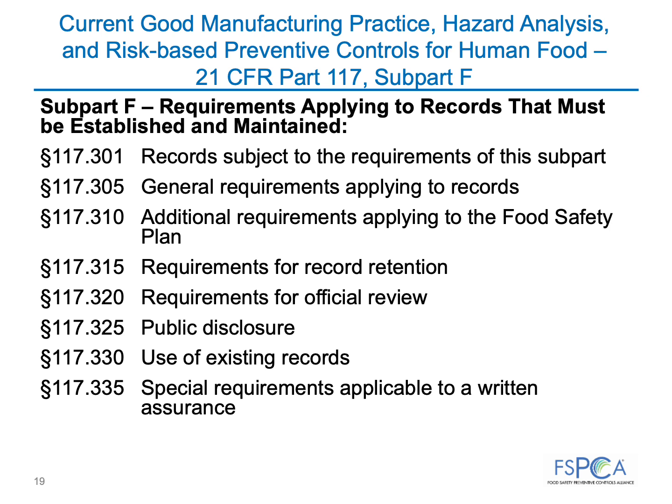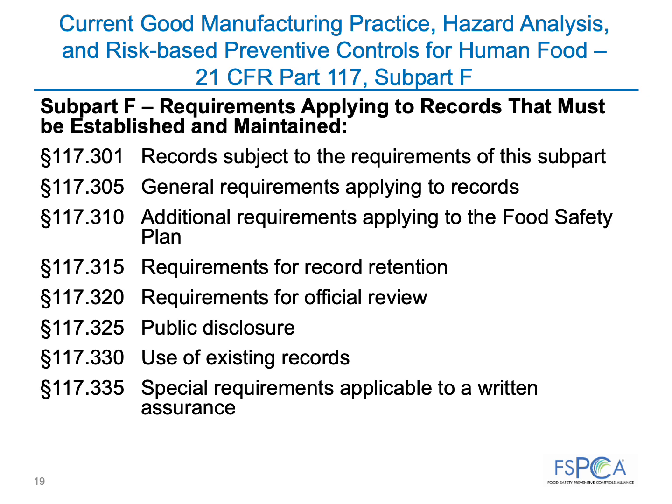21 CFR Part 117, Subpart F describes requirements for records. Records must be kept as original records, true copies, e.g. photocopies, pictures, scanned copies, microfilm, microfiche, or other accurate reproductions of the original, or electronic records. They must contain the actual values and observations obtained during monitoring and, as appropriate, during verification activities. Records must be accurate, indelible, legible, and created concurrently with the activity being documented.